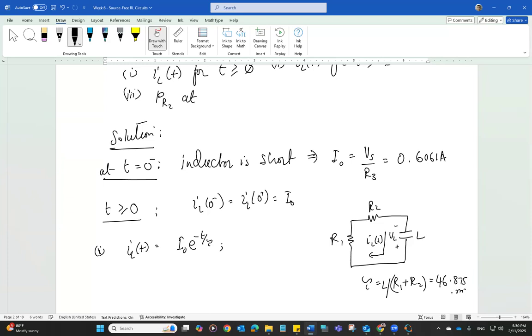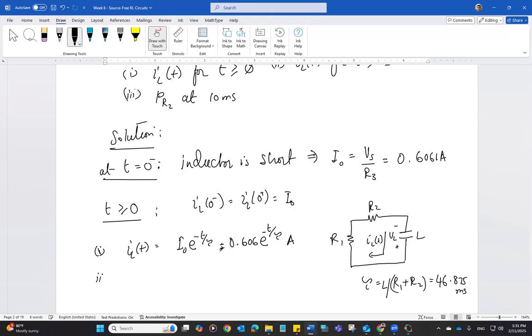46.875 milliseconds. So now we can say that we want to calculate the power. 1 tau is 46 milliseconds, so let's say at 10 milliseconds, so within 1 tau. What is the power at 10 milliseconds dissipated in R2? So the equation of iL(t) is straightforward. iL(t) equals 0.606 e to the power negative t over tau amperes. Of course, tau is known, so you can put down tau here, but as long as you calculate it, that's fine.